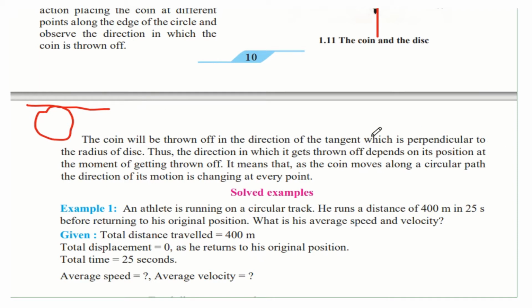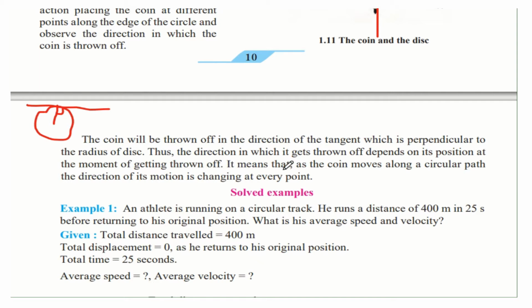which is perpendicular to the radius of the circle. So this would be the radius, and tangent is always perpendicular to the radius. Thus, the direction in which it gets thrown off depends on its position at the moment of getting thrown off.